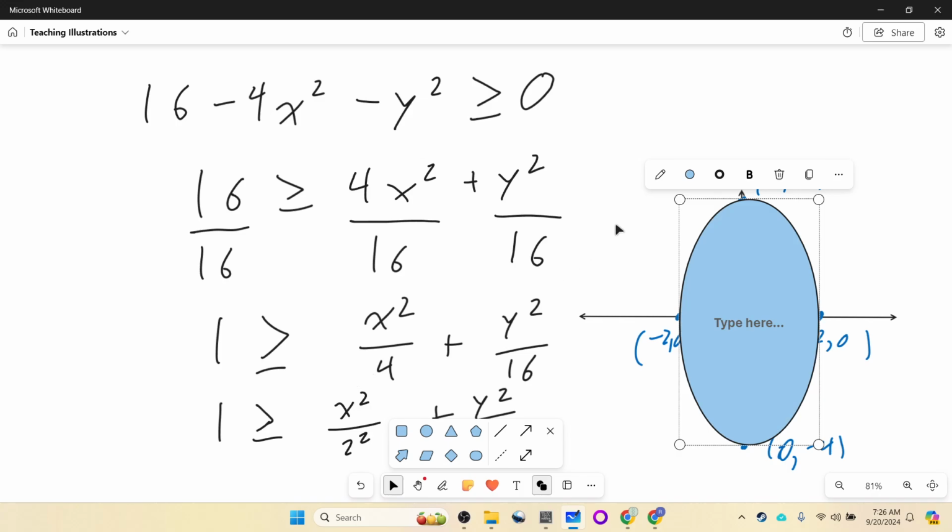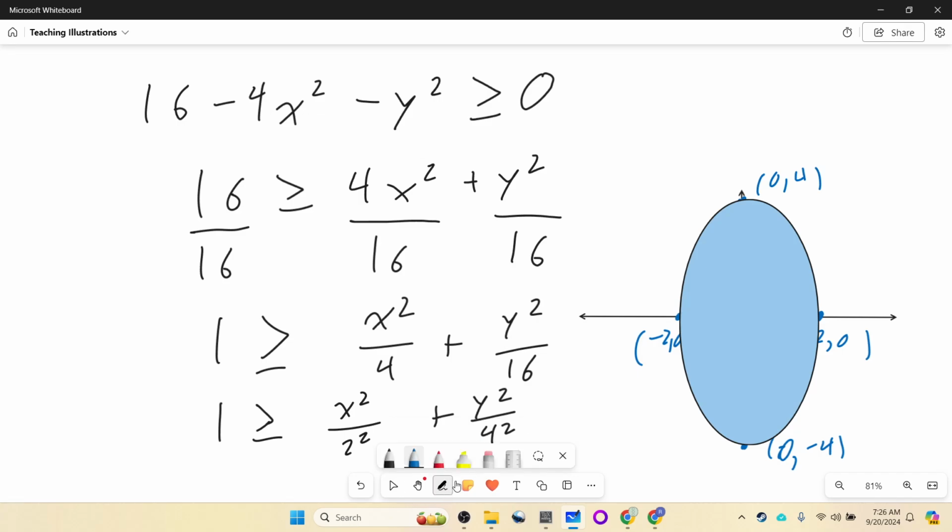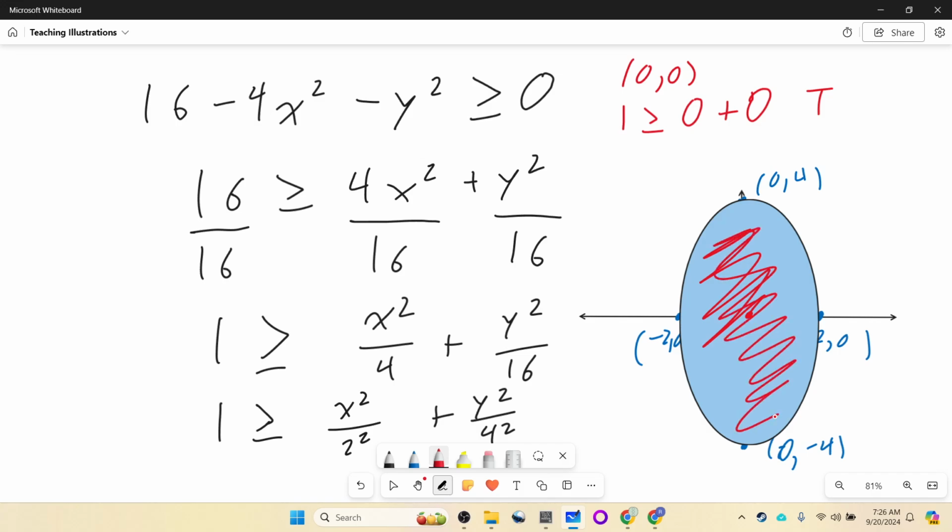Now the only question is, are we shading inside or outside it? Well, we'll get a test point. The obvious point is 0, 0. Let's plug it into this inequality, or this one, any of them. 1 is greater than or equal to 0 plus 0. That is a true statement. So the point 0, 0 is in the domain, so therefore everything else inside that ellipse is in the domain. If it were a false statement, like 1 is greater than or equal to 5, then we would not shade there, we would shade outside.